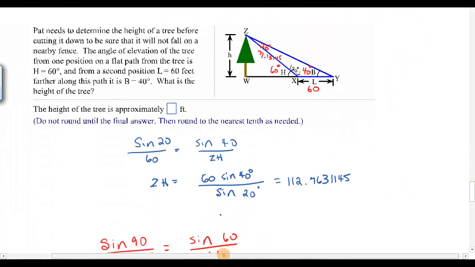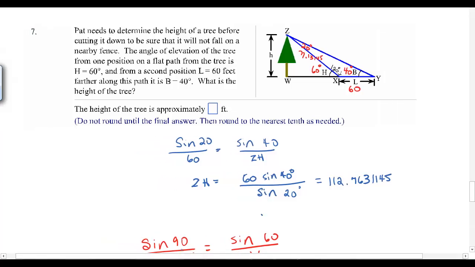All right, on this question, Pat needs to determine the height of a tree before cutting it down to be sure it will not fall on a fence. The angle of elevation of the tree from one position on a flat path from the tree is h equals 60 degrees. So they've given you that here. And from a second position, L equals 60 feet further along the path, it is B equals 40 degrees.